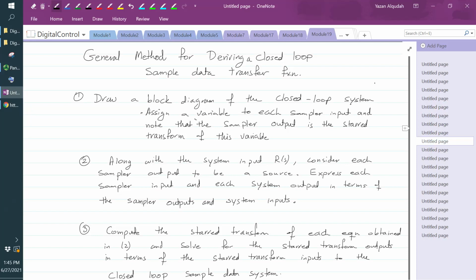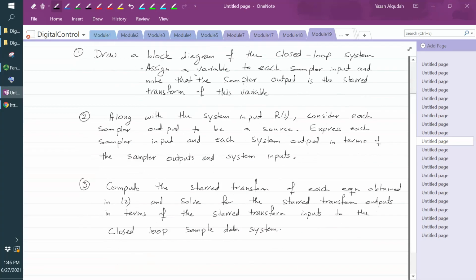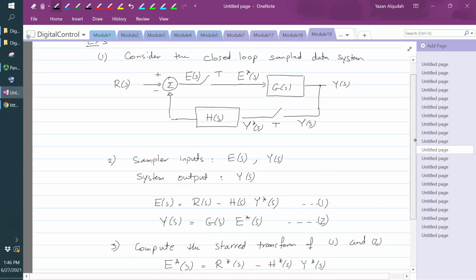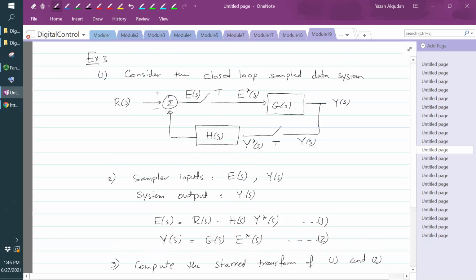Along with the system input, we're going to consider each sampler output to be a source, and therefore we're going to express each sampler input and each system output in terms of that sampler's output and system input. And then we're going to compute the star transform of each equation, and solve for the star transform output in terms of the star transform inputs to that closed loop sample data system, which is the steps that we've been doing. So let's look at this example.